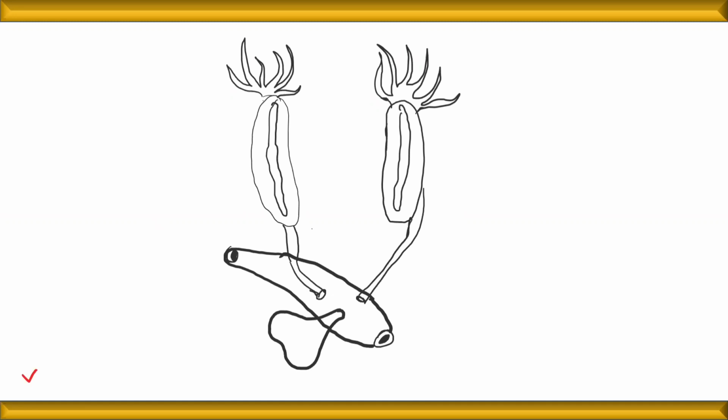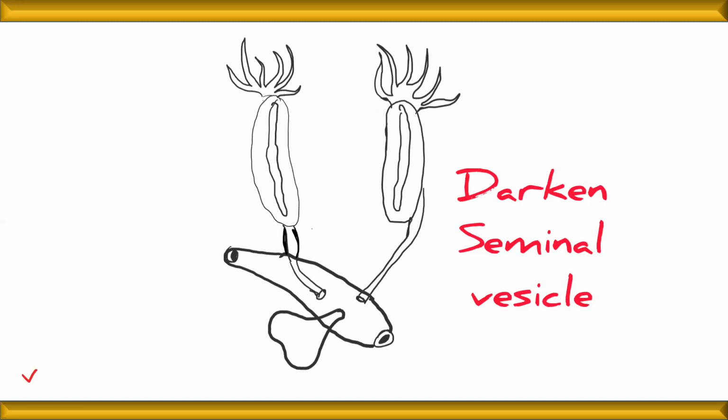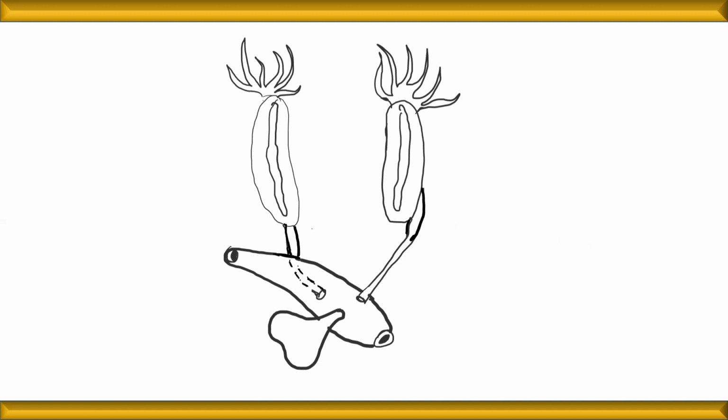So start with the ducts emerging from the kidney. Gently darken them, both of them, and these represent the seminal vesicles which store the sperm. After that, the one on the left has to be drawn dotted, and then enter the cloaca. So this indicates it's entering from behind. So this one is a urogenital duct.